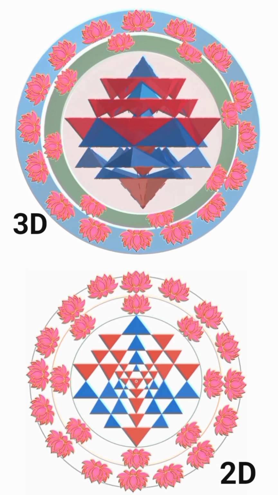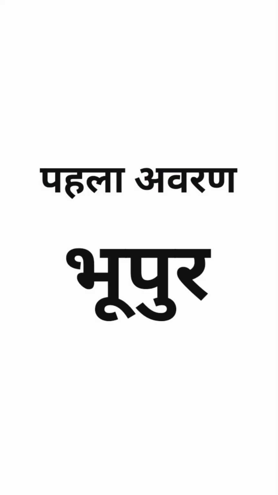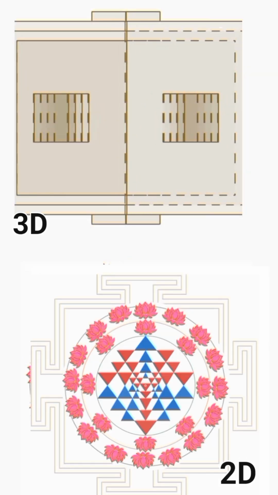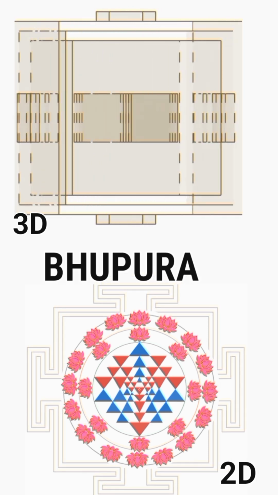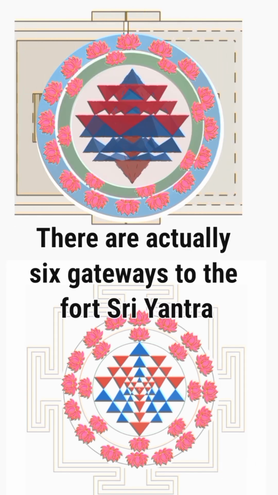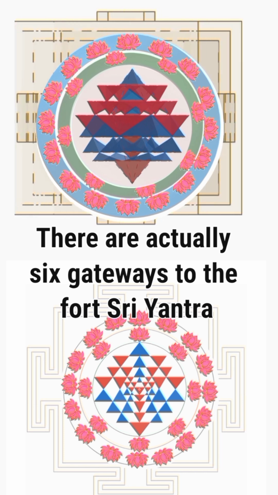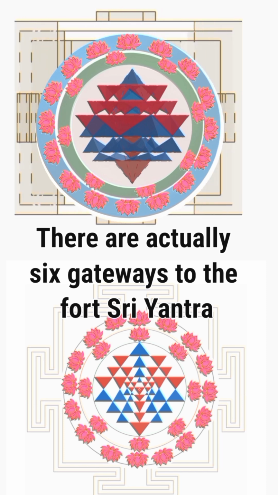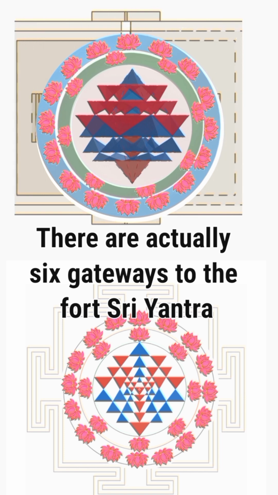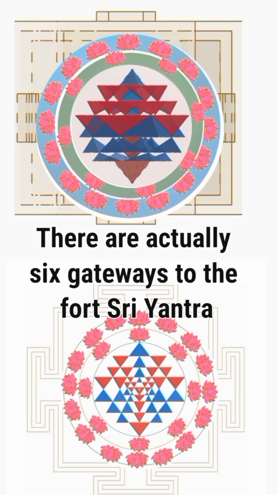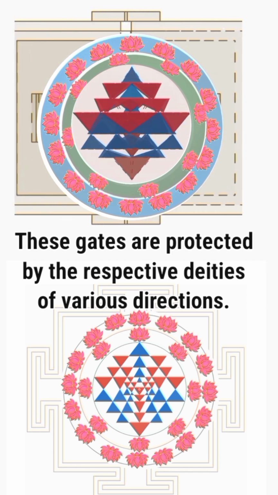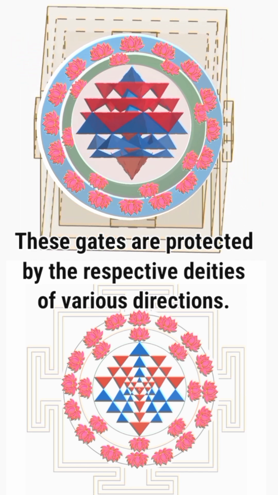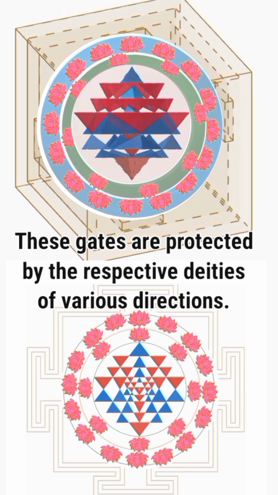Next is the first avarana, that is Bhupura. This is like the outer casing of the instrument. In this case, it is the Yantra's casing, the Bhupura. Bhupura has 3 strong layers. These layers in 3 dimensions have 6 gates: 4 gates as east, west, north and south, and the 2 gates are top and bottom. The 4 gates further have directions like northeast, southeast, northwest and southwest.